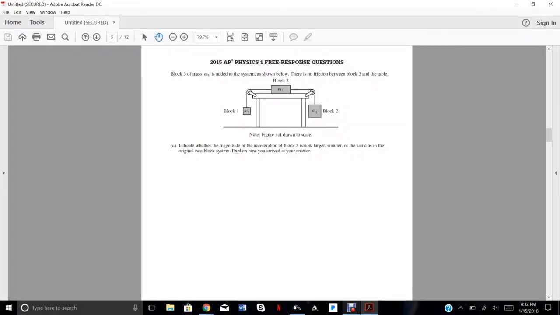For the third and final section of this free response question, it asked, block 3 of mass m3 is added to the system as shown below. There is no friction between block 3 and the table. Therefore, we still no longer have to worry about any friction between any of the surfaces or the weight of the rope. The question states, indicate whether the magnitude of the acceleration of block 2 is now larger, smaller, or the same as in the original two-block system. Explain how you arrived to your answer.